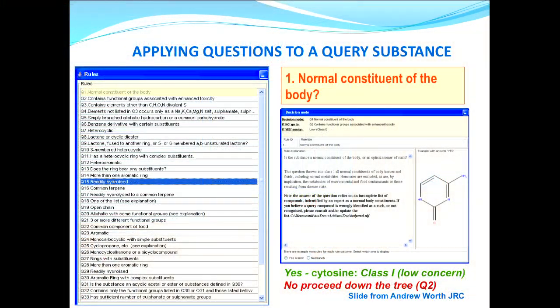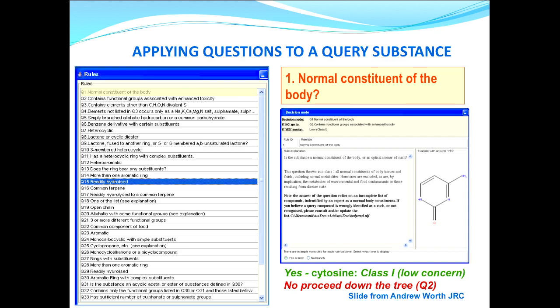So here we have question one, is it a normal constituent of the body? And here we have a chemical which some of you may recognize as cytosine, an important building block of DNA. And so that comes out as a normal constituent of the body. The answer is yes, and it's classified in class one with the very first question.